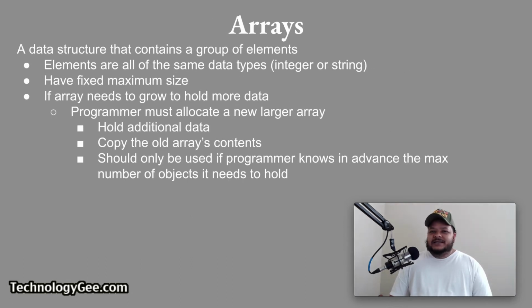Arrays. An array is a data structure that contains a group of elements. Typically, these elements are all of the same data types, such as an integer or string. Arrays have a fixed maximum size. If an array needs to grow to hold more data, the programmer must allocate a new array that is large enough to hold the additional data and copy the old array's contents to it. For this reason, an array should be used only if the programmer knows in advance the maximum number of objects it needs to hold.